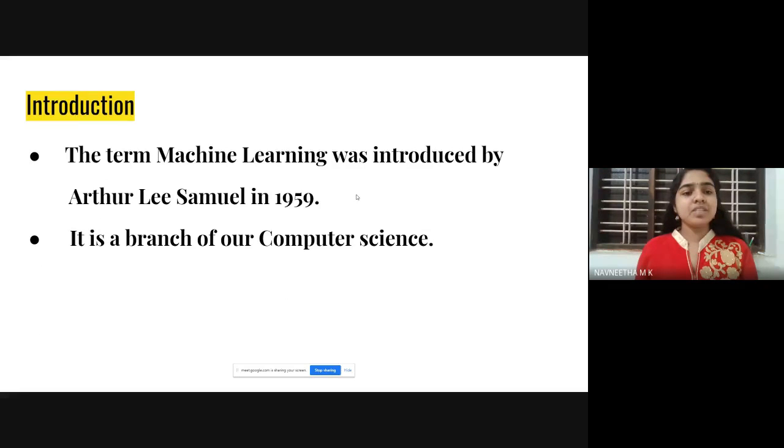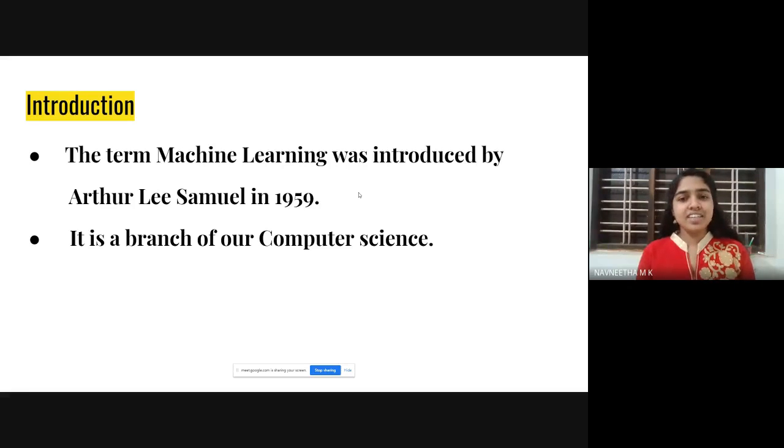First of all, I am giving a small introduction for you. The term machine learning was introduced by Arthur Lee Samuel in 1959. He is a famous scientist in America, and he is also famous in the field of artificial intelligence. He is the man who popularized the term machine learning in 1959.